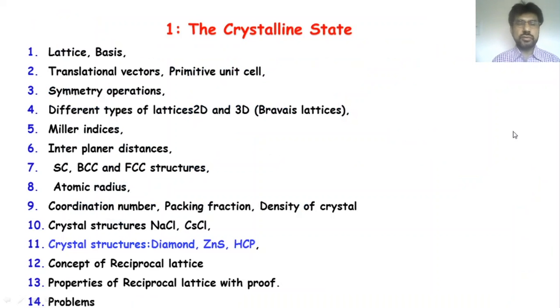Dear students, in the last lecture we have seen the crystal structure of two types of material, sodium chloride and cesium chloride. Now in this lecture we are going to see three more types of crystal structure, such as the diamond, zinc blende and hexagonal close packing type of structure.